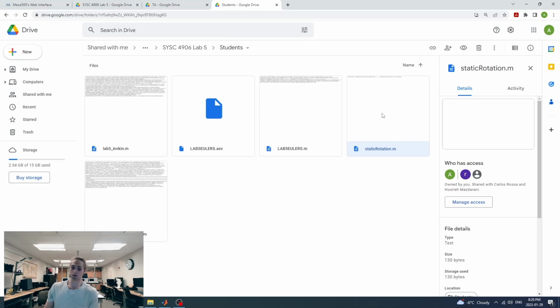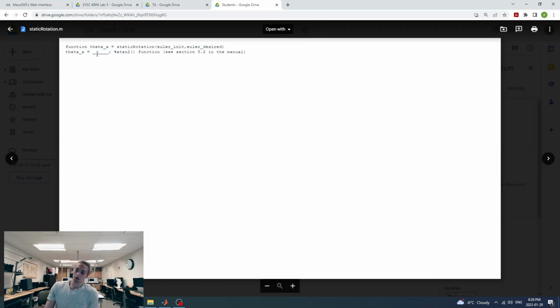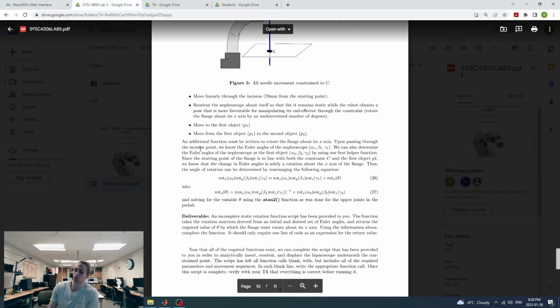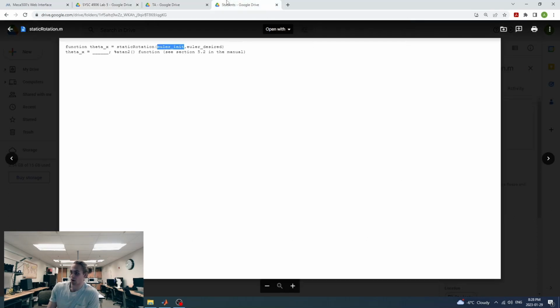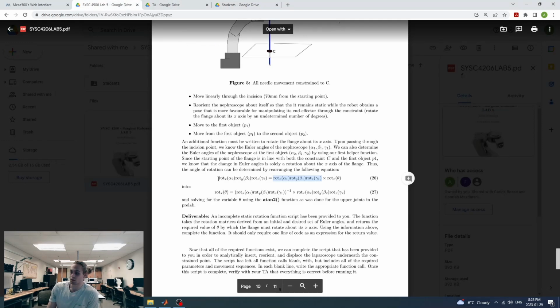So this is what that's going to look like for you guys. It's called static rotation. So this is the file that you'll be navigating to. And all you're doing is creating the arctangent function here. It takes 2 input rotation matrices, the initial Eulers, which are these, and then the desired Eulers at the first point along the base reference frame, which are these.